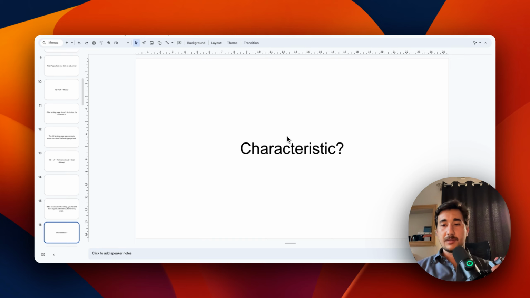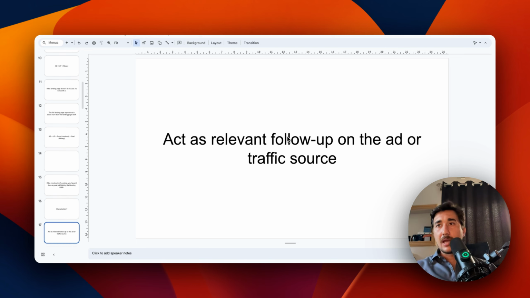So let's talk about the characteristics, because these are the main important elements on a landing page that can help you improve your conversions. The first thing: be relevant and follow up on the ad. Whatever is happening on the ad should always be available on your landing page. Whatever offer is on the ad level should be the same on the landing page. If you're giving 20% off, your website should show 20% off.